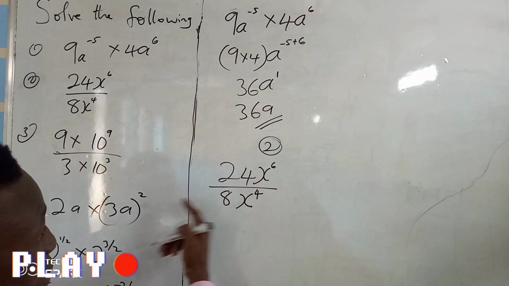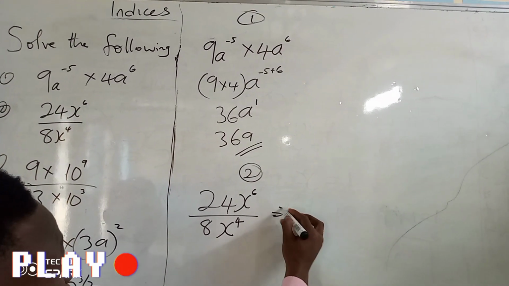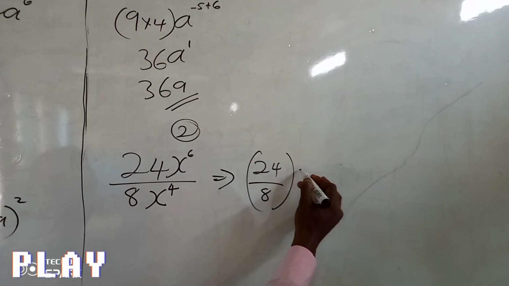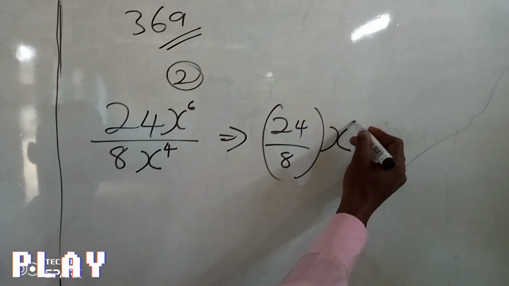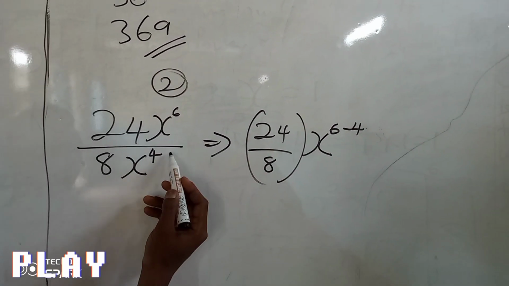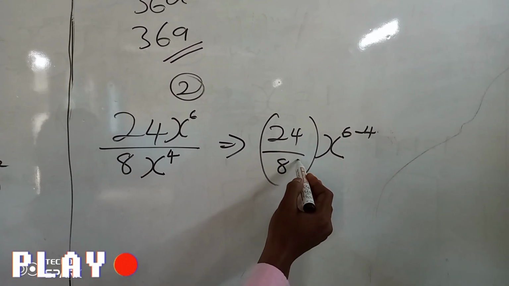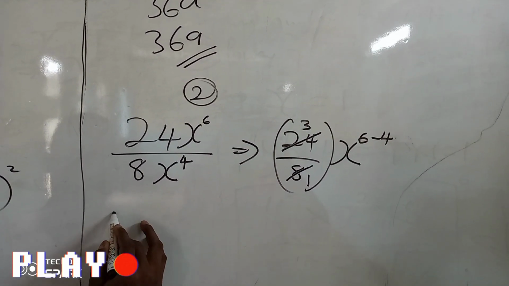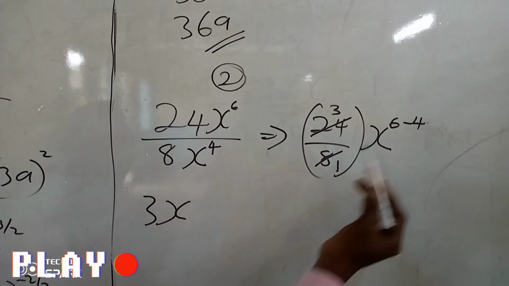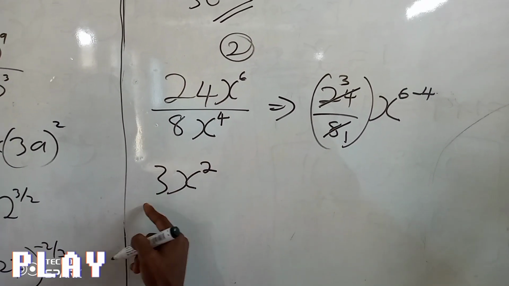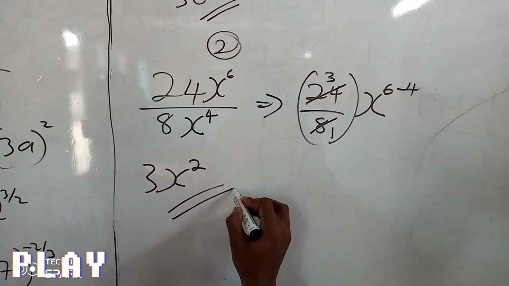Alright, for the second question, we have 24x to the power 6 divided by 8x to the power 4. This is the division law. So that should give us 24 over 8, x to the power 6 minus 4. Minus because of the division sign. 8 into 24 is 3. So I am left with 3x to the power 6 minus 4, which will give us 2. So that is 3x to the power 2.